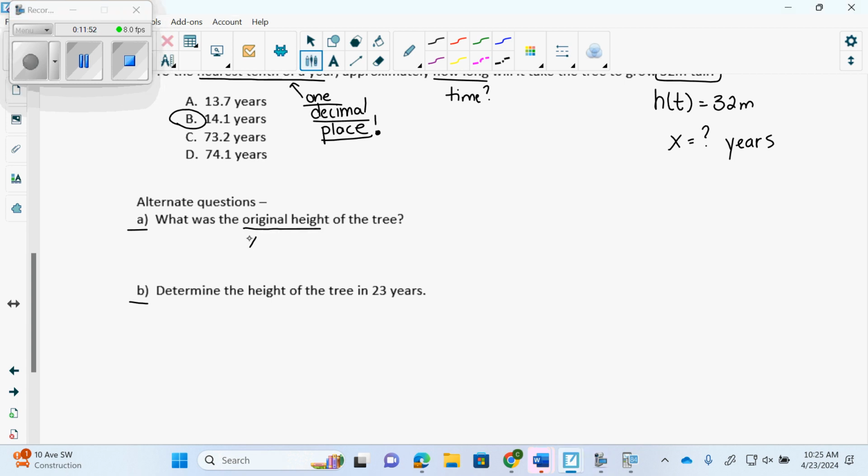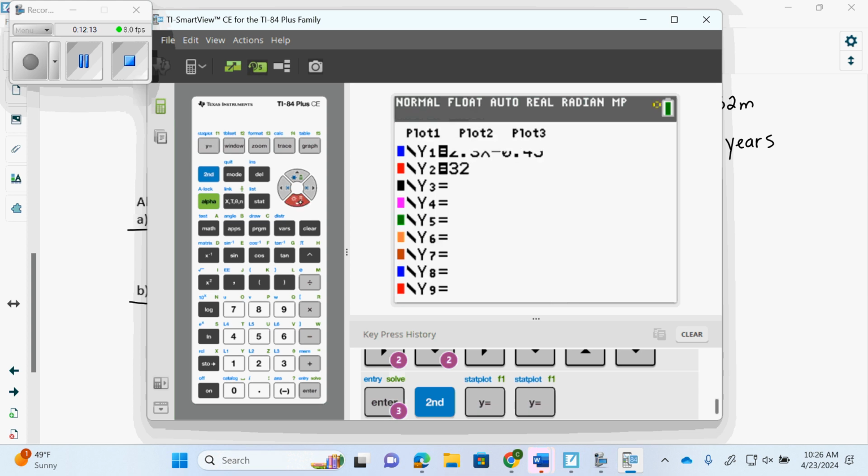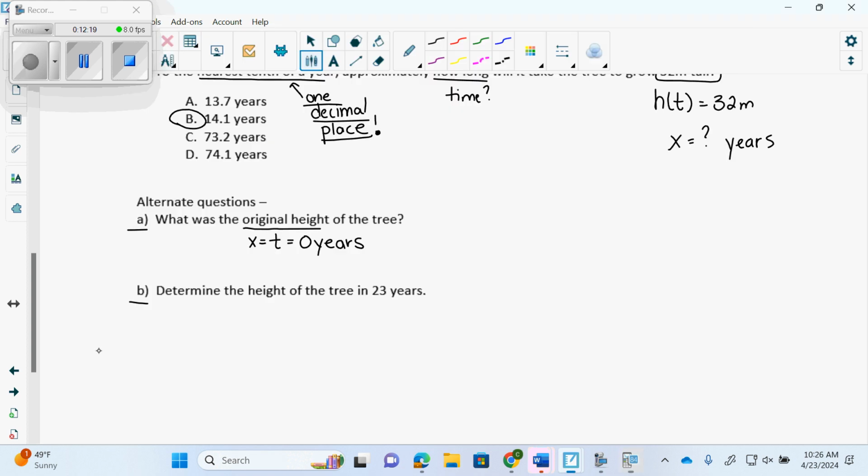Yeah, so x, which is equal to t, is equal to 0 years, correct? Now we can do that one of two ways. If it just says what was the original height of the tree, does it say algebraically determined? No, it says what is the height of the tree. So in that case, we can go second trace value 0, enter, and it's negative 0.45, which we already discussed, meters, right? We could have also just taken it from our equation because it's the y-intercept.